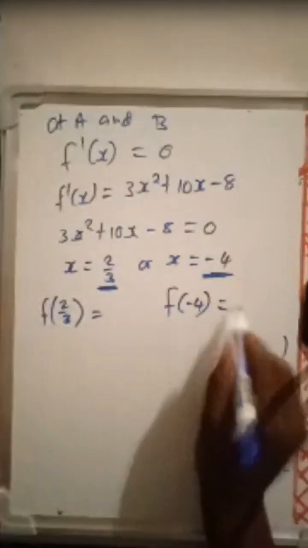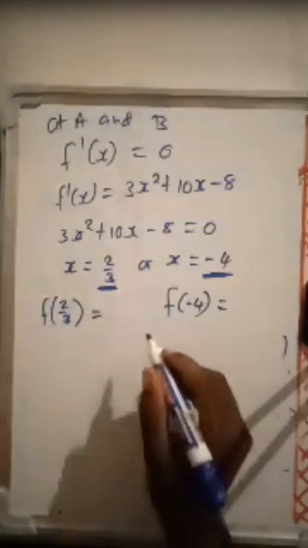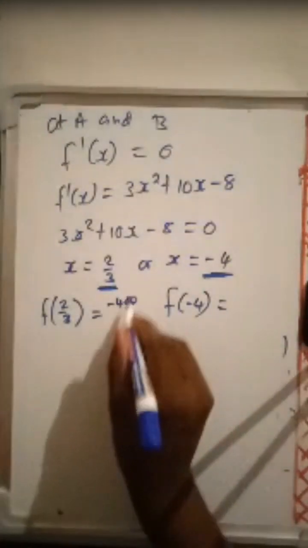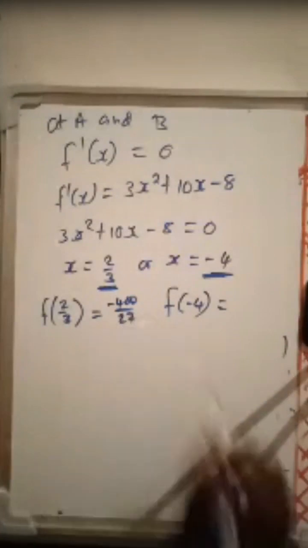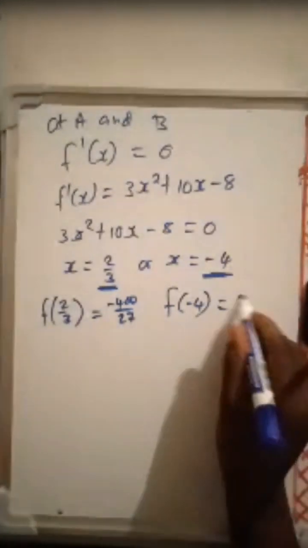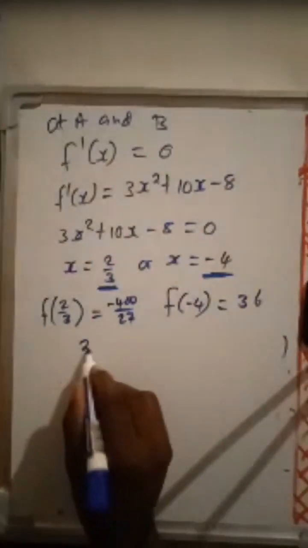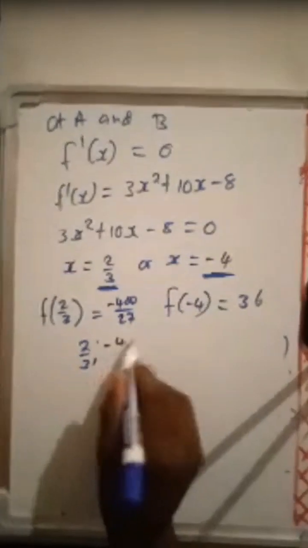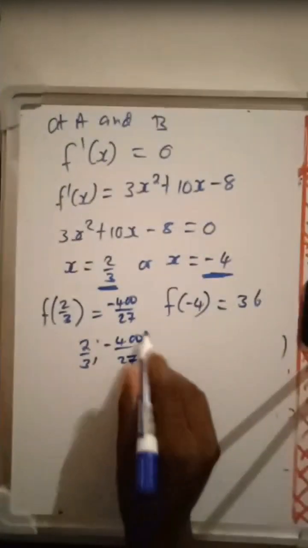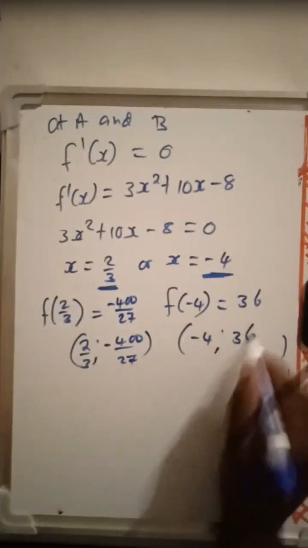If we do f of 2 over 3, you are going to get negative 400 over 27. And f of negative 4, you're going to get 36. So it means we have two coordinates there. The one is 2 over 3, negative 400 over 27. The other one is negative 4, positive 36.